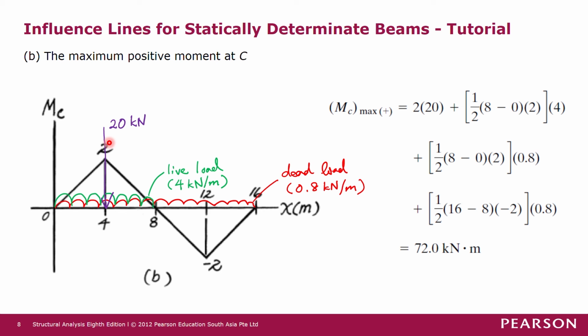Okay, and then for live load, we only place from 0 to 8 meters, right? So in this case, it is the intensity of the live load multiplied by the area of this triangle here, the triangle from 0 to 8 meters. So the effect from the live load is this intensity multiplied by the area of this triangle. The area of this triangle is this value here, and this is the intensity of the live load, right?